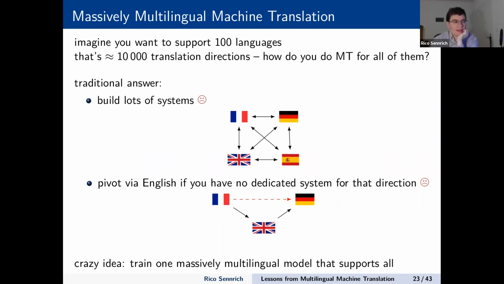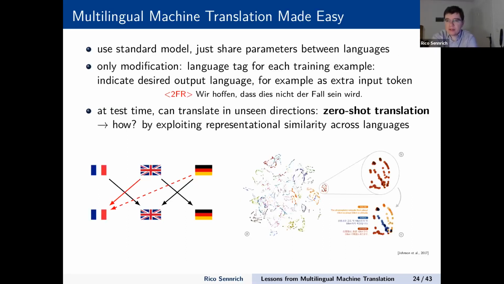So there was this crazy idea that you can just train one model, sharing all the parameters to support them all. And I wouldn't have thought that this would actually work, because maybe you don't have enough parameters to solve many different tasks. But actually, if your model is large enough, this turns out to work quite well. And it's very simple. You don't even need to change your architecture. All you need to do is to have a special token or some other way of indicating what is the target language that you want to produce for this example. You can have this as an extra input token.